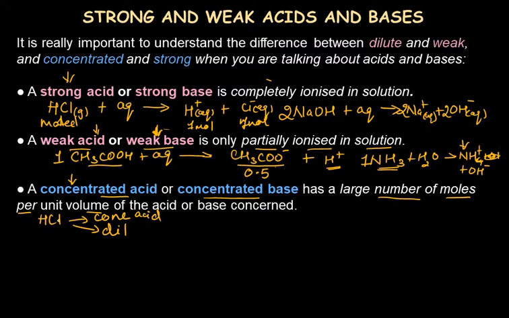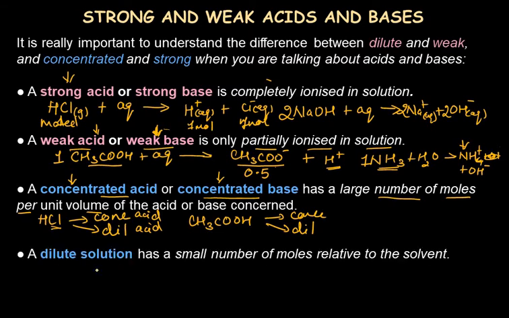And if only a few molecules of hydrochloric acid are dissolved in water, then we get a dilute acid. That's the main difference. A similar thing applies to the concentrated base also. So we can say that hydrochloric acid can be concentrated or dilute in the same way. Even a weak acid, say ethanoic acid, can be concentrated or dilute depending on how many moles or molecules of the acid we have dissolved. The same thing applies to the base also.